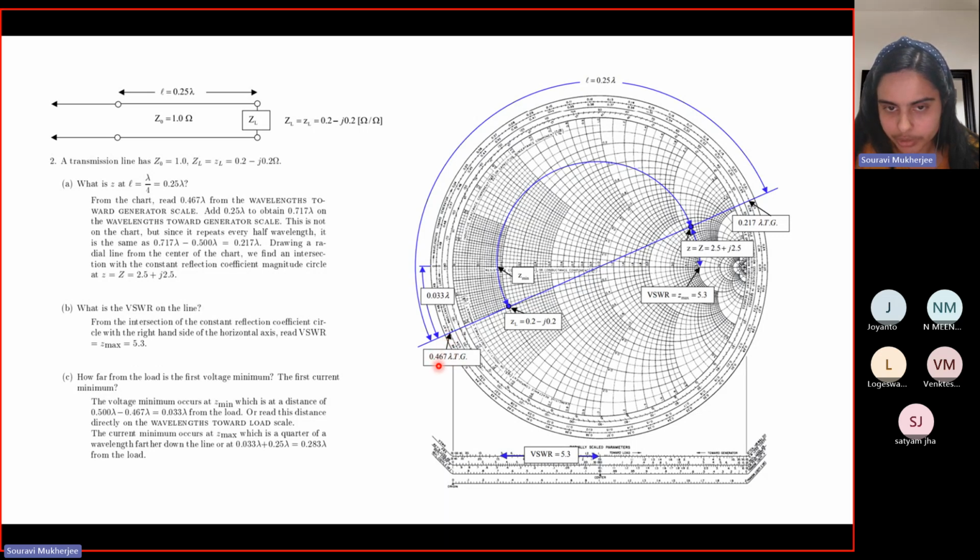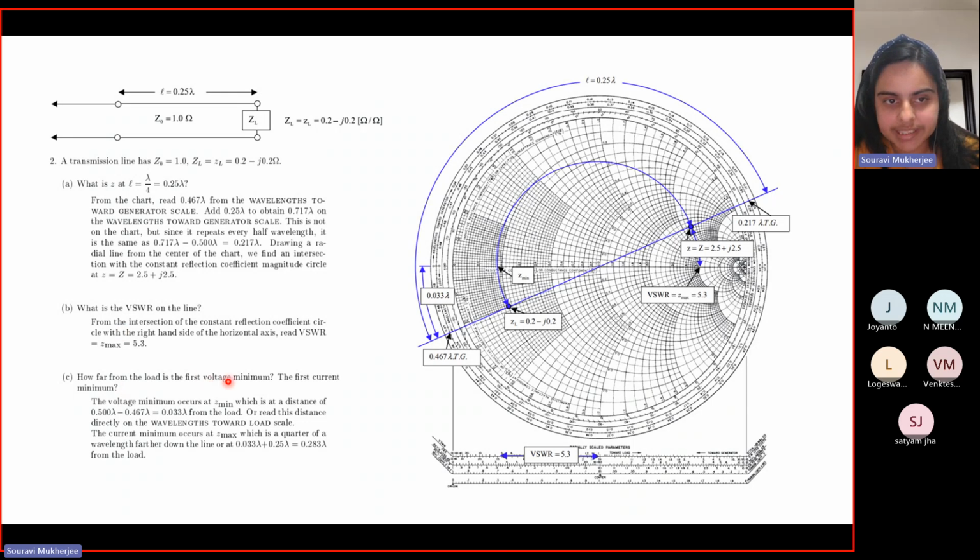As you can see here, it's 0.467. This corresponds to a particular distance. Now you have to move clockwise by 0.25 lambda, and you get to this point. Extend it further and see where it cuts the SWR circle. This gives you the impedance at that particular distance. So that is your Z. Now what is VSWR? Again, you see where it cuts on the line corresponding to the maximum resistance in your transmission line, and match this distance with the scale to get the VSWR.